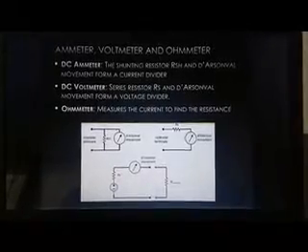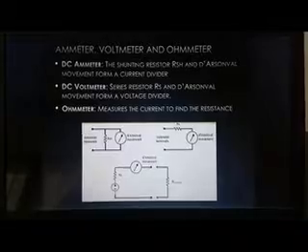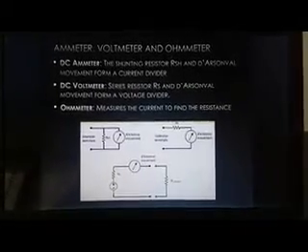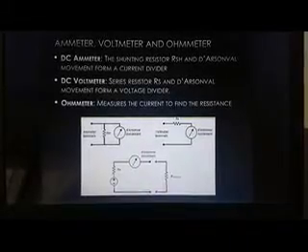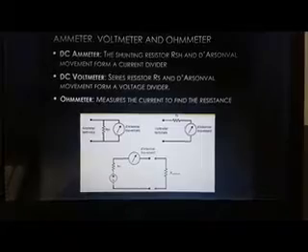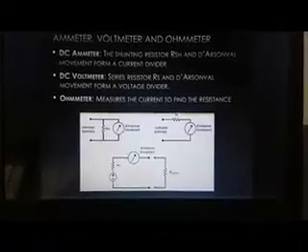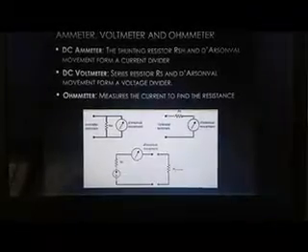The equivalent circuit of the ammeter, voltmeter, and ohmmeter. In the DC ammeter, the shunting resistor and the D'Arsonval movement form a current divider. In the DC voltmeter, the series resistor and D'Arsonval movement form a voltage divider. And the ohmmeter measures the current to find the resistance.